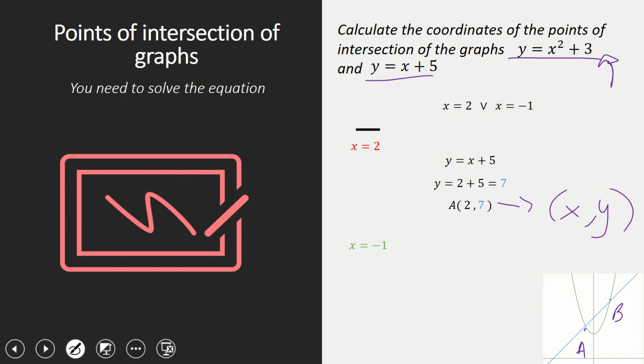Alright, then x equals minus 1. I think that this formula is the easiest one because it does not have a squared number or a squared letter in it. So that's why I'm going to use that one. So y equals x plus 5. If I fill in minus 1 for x, I will get y equals minus 1 plus 5 equals 4. So B equals minus 1.4.